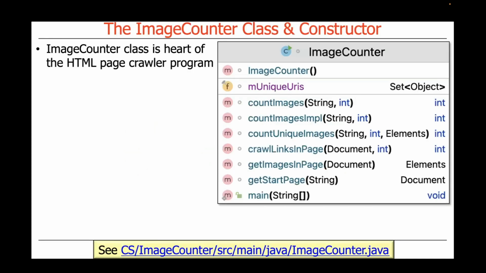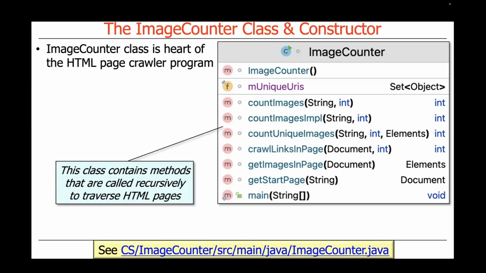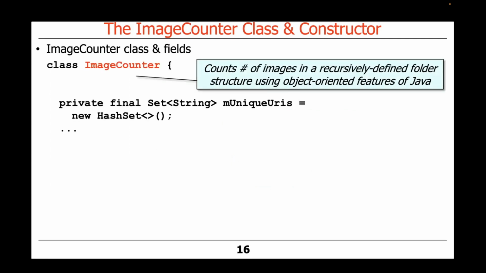So the heart of this HTML page crawler program is the image counter class. And you can see it's got a little bit over a half dozen methods in it and a field. These methods are actually going to be called recursively to traverse HTML pages from a given root. So let's start by taking a look at the image counter class and its field. This class, again, counts the number of images in a recursively defined folder structure that uses object-oriented programming features of Java to do the work.